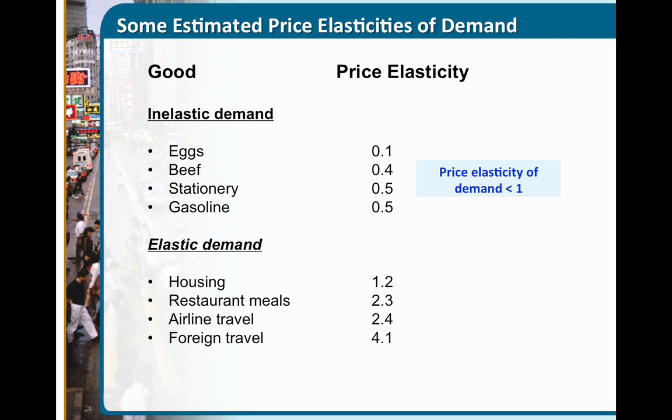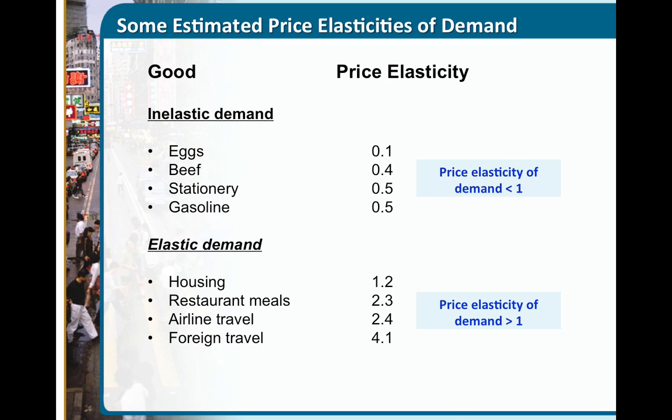For elastic demand, you can see housing, restaurant meals, airline travel, foreign travel. These are going to be higher than 1. The price elasticity of demand higher than 1 means a small change in price in foreign travel, say the price of foreign travel increased by 10%, you would see a drop in the quantity demanded probably a lot larger than 10%. We'd say probably if it's 4, that's 4 times, so 40%. That's a huge drop in demand. That's a huge elastic demand.